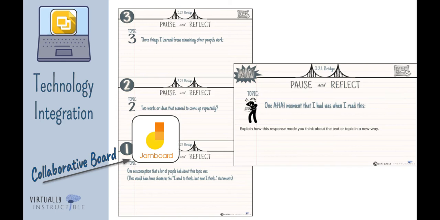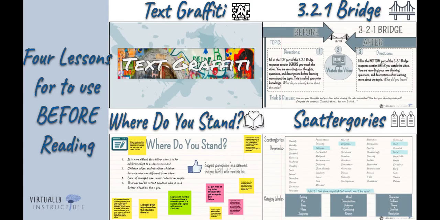And then there's one additional thing that we do, an aha. So what is an aha moment? I had an aha moment when I read this, and explain how it made you think about the text or the topic in a different way. But that's basically it for the whole 3-2-1 activity. This is part of a series of previewing texts that I've done.